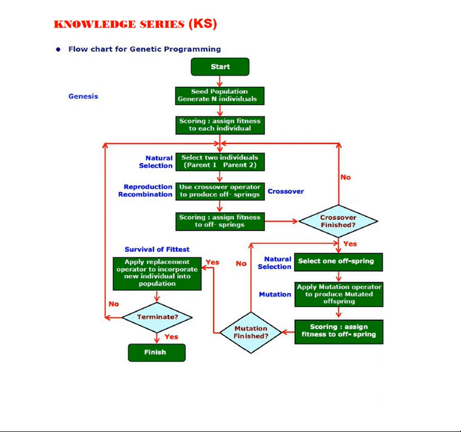So start, new population, fitness value finding, from there two individuals are selected, a new offspring is formed, and its score is identified, and if the crossover is finished, it goes to the selection of one new offspring. From there mutation is applied and fitness values are assigned, and this mutated offspring is going to replace the old individual, and this process continues, and once everything has reached the final objective, it terminates and finishes.